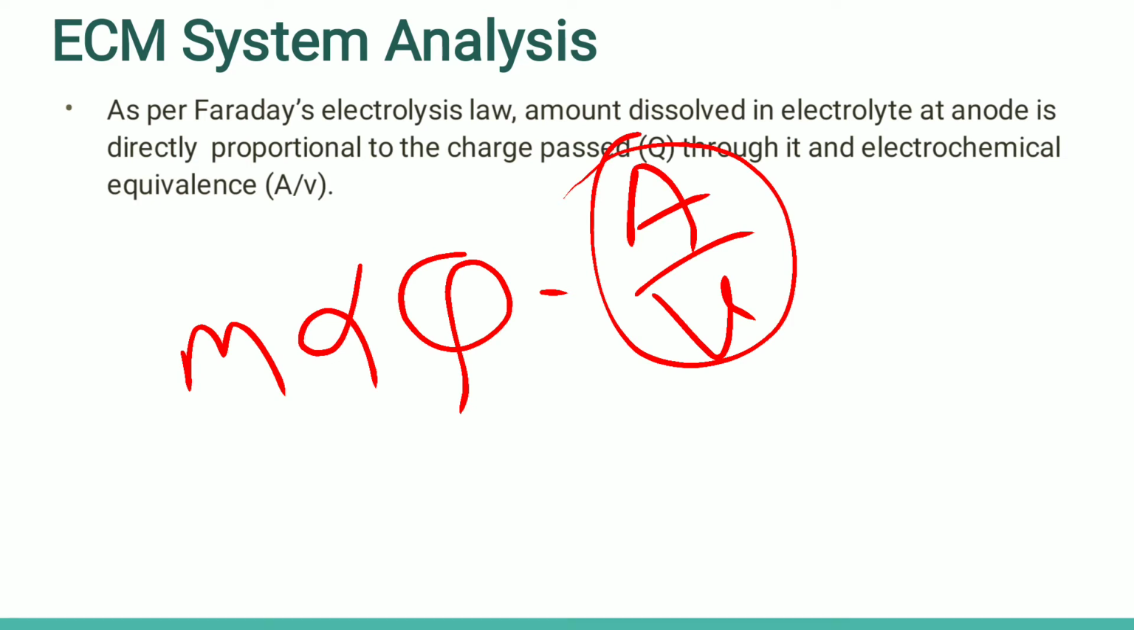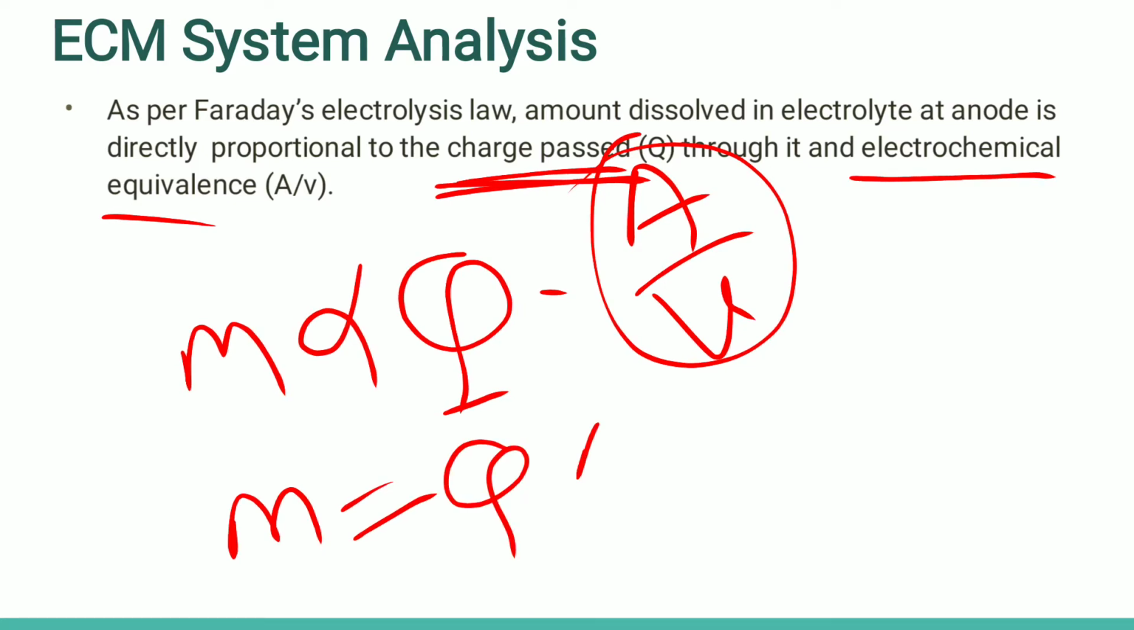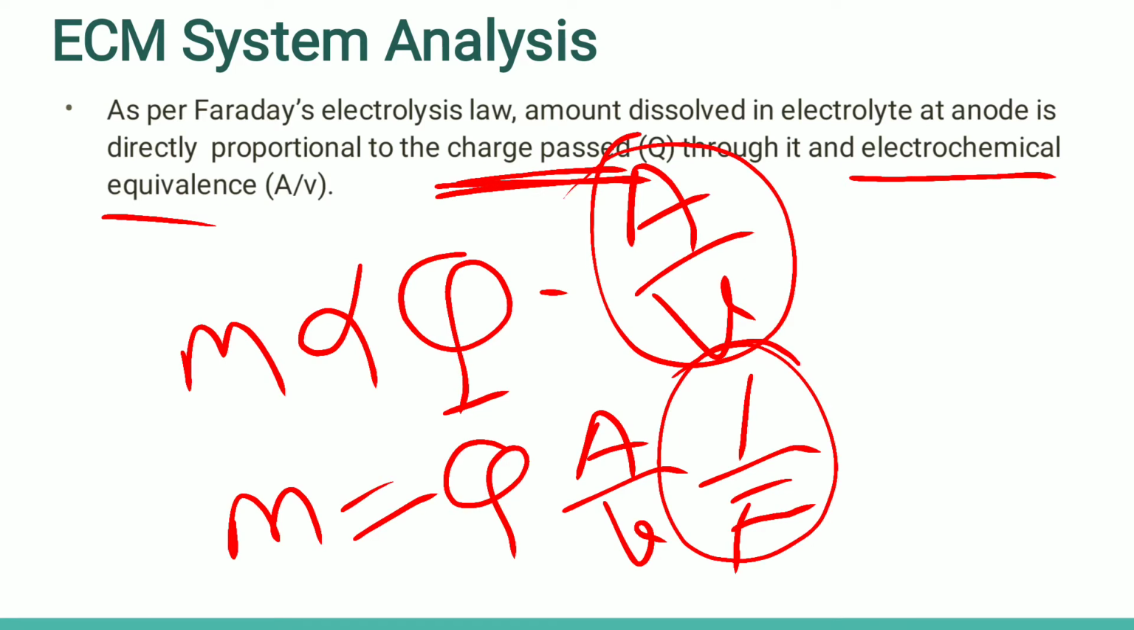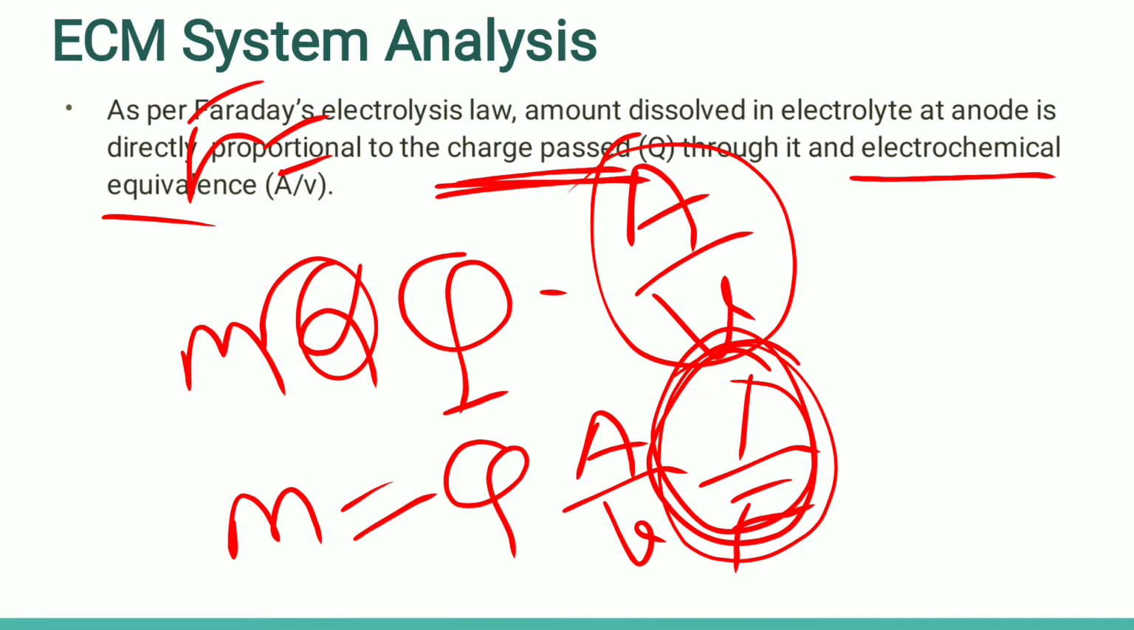Q is basically the charge, and A by V is the ratio, which we call the electrochemical equivalence. When we remove this proportionality sign, M will be equal to Q into A by V into 1 by F. We are taking 1 by F as a constant. F is nothing but Faraday's constant, and its value is 96,500.